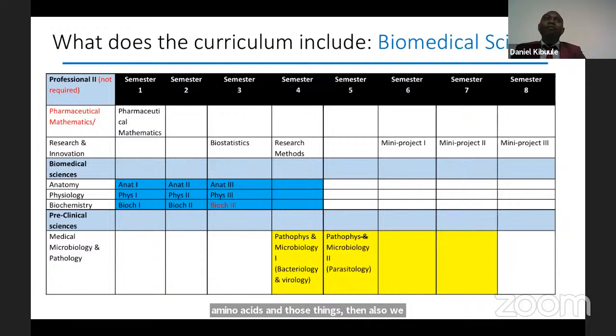Then also we have a focus on pathophysiology and microbiology, which I think in this new transformed curriculum, we are going to place a lot of emphasis in the systems pathology, in bacteriology, virology, and parasitology. But also what is interesting in our curriculum is that we also offer some modules which are not really professional, but we want to introduce our students to pharmaceutical mathematics. So this is a module in mathematics which is really tailored to pharmacy. They're able to do pharmaceutical calculations and all applications in pharmacokinetics in this particular module.